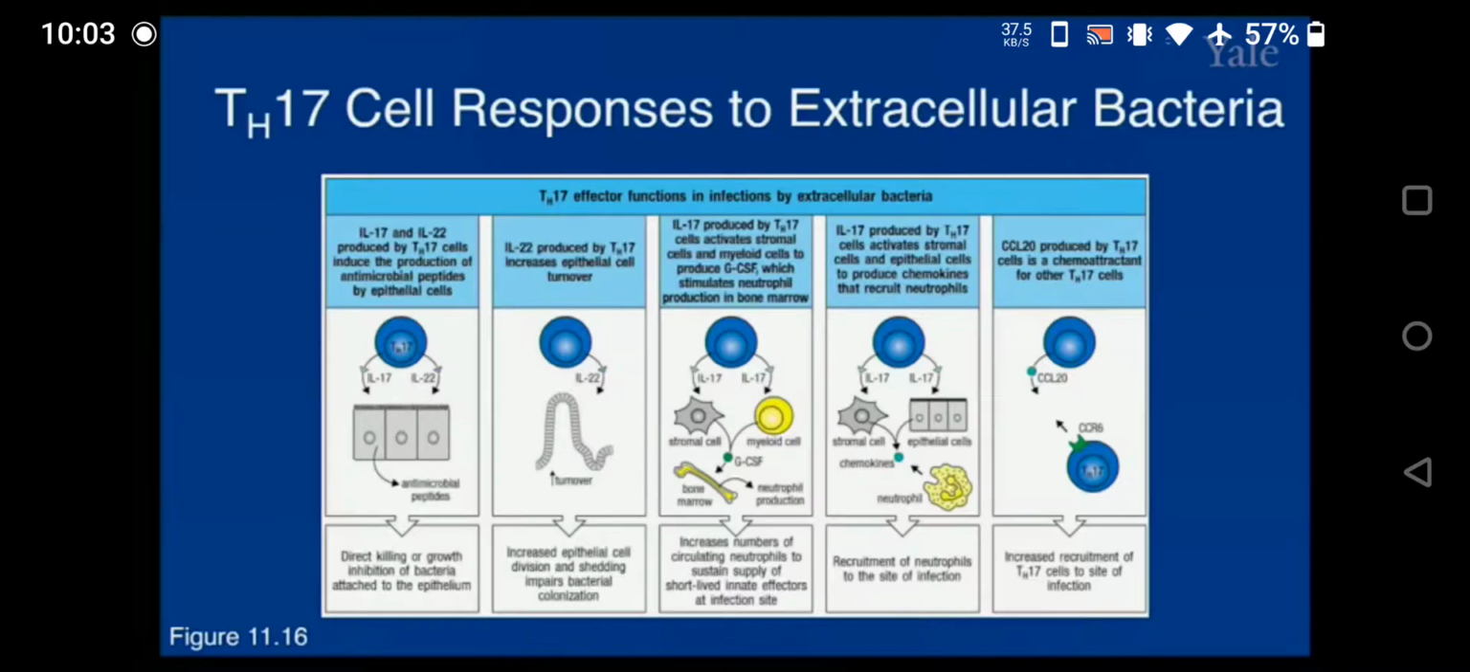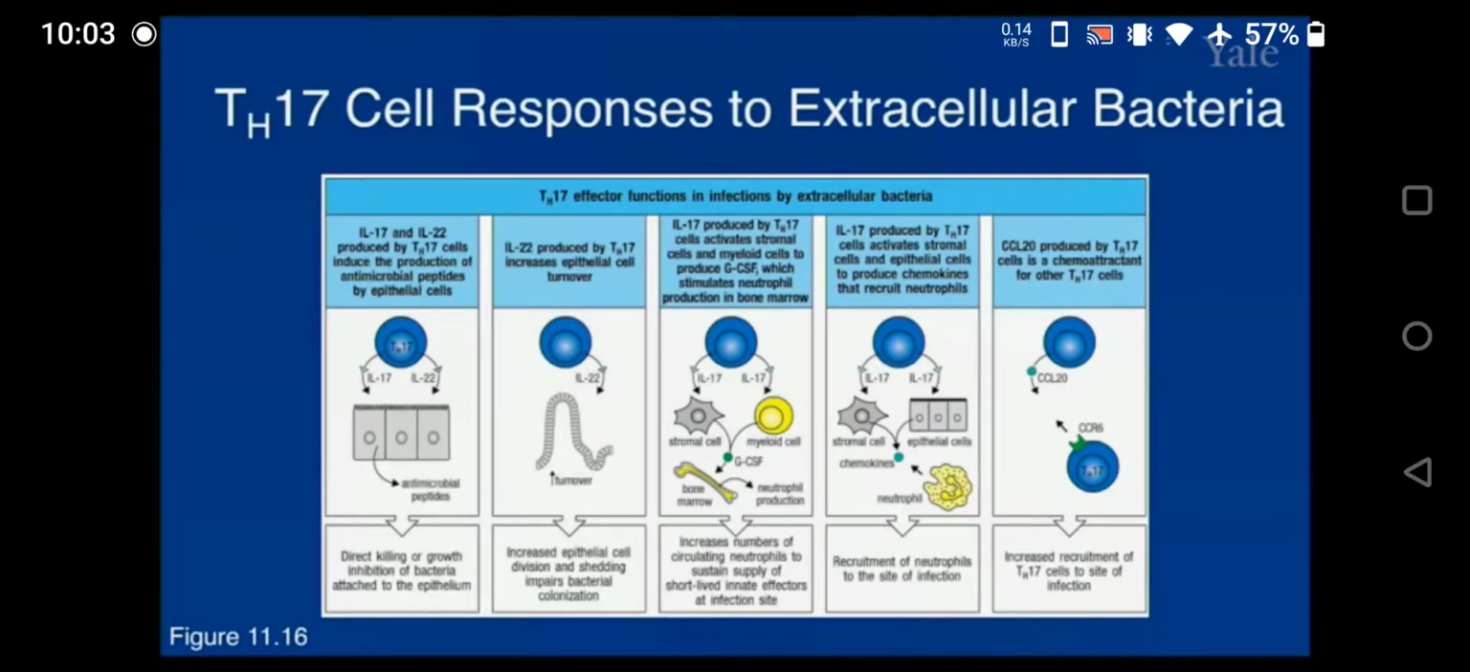Now, neutrophils have a very short-lived innate life, and in order to get the most robust power from neutrophils, we need to have a lot of them to counteract that short life. And so as IL-17 is being produced, there's an increased amount of neutrophil production from the bone marrow. In addition, IL-17 activates stromal cells and epithelial cells to produce chemokines to recruit those neutrophils.